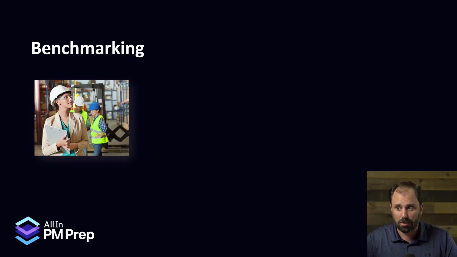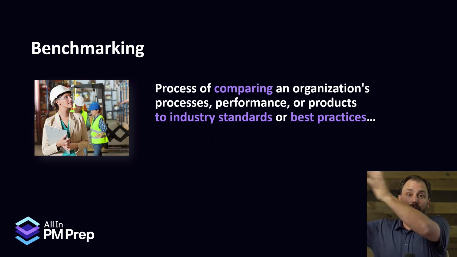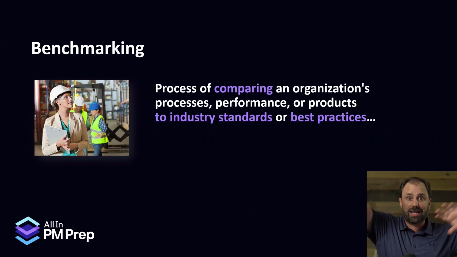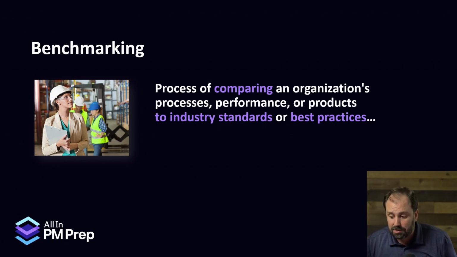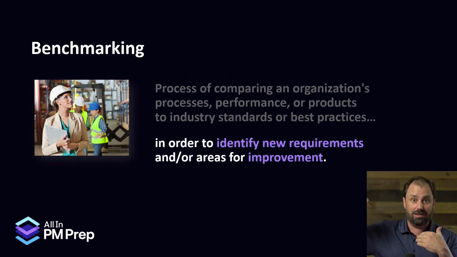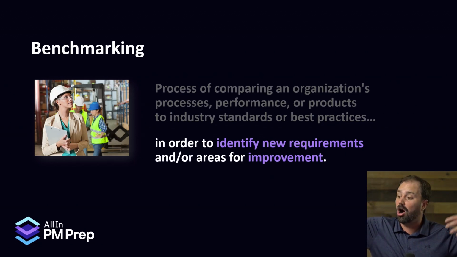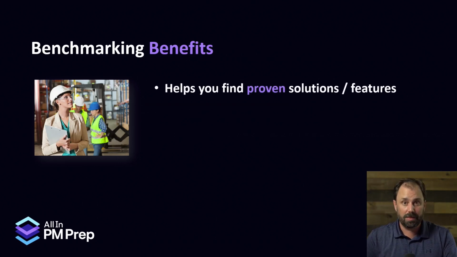Now, the next one is called benchmarking. And benchmarking is a process of comparing our organizations, the way we do things, to other organizations, other departments, whether inside or outside our organization, the way they do their processes, their performance, their products. We want to find those industry standards, those best practices. That's what we're looking for. The reason why we're doing this, we want to see the best practices, the new requirements, all these different things, find opportunities for improvement. We're trying to compare to open our eyes. That's what we're doing. Now, if you do it right, it can help you find proven solutions.